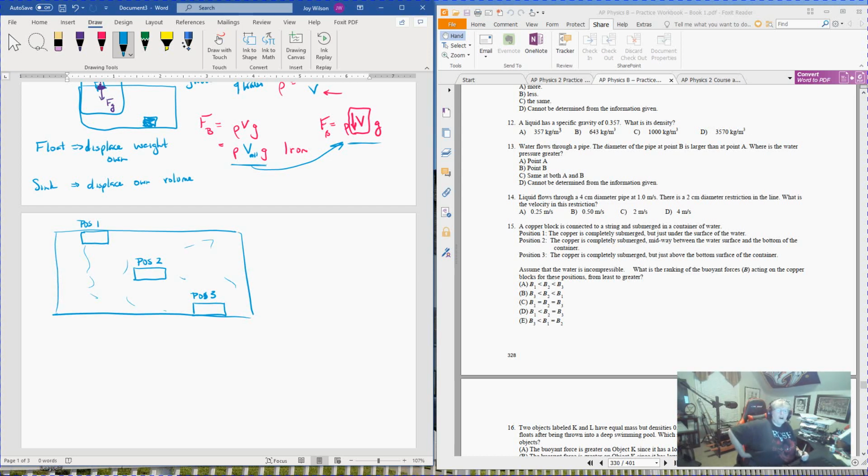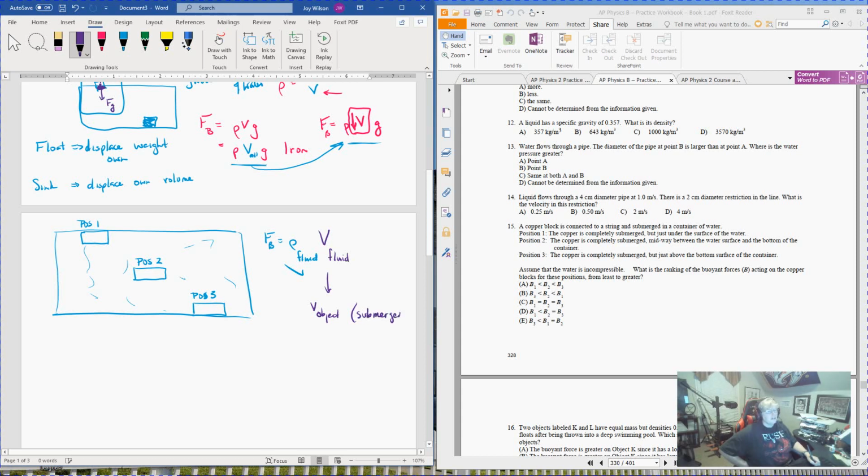And they ask me, assume that the water's incompressible. Water doesn't compress. You can't smoosh it. What is the ranking of the buoyant forces acting on the copper blocks for these from least to greatest? Well, let's see. The formula for buoyant force is density of the fluid, which is the same for everybody, volume of the fluid, and in this case, volume of the fluid is equal to volume of the object because we are submerged the whole time. Every position is submerged. That's another one that's the same. And gravity is the same for everybody.